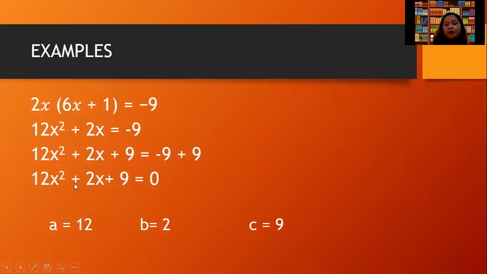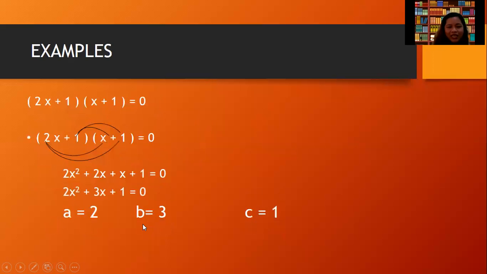So therefore, our quadratic equation in standard form is 12x squared plus 2x plus 9 equals 0, where our A is 12, our B is 2, and our C is 9. What if the given is a product of two binomials? How are we going to transform this in standard form? You will be using the FOIL method this time.